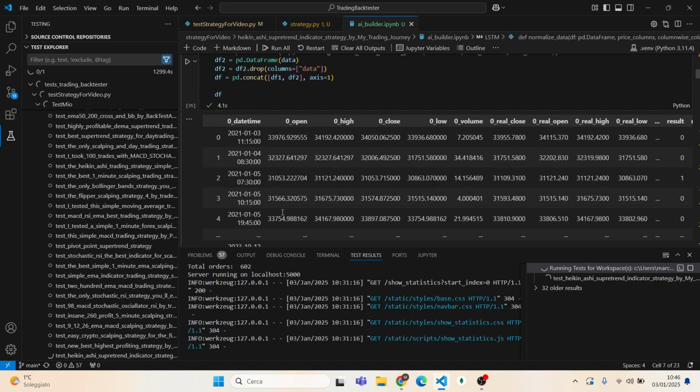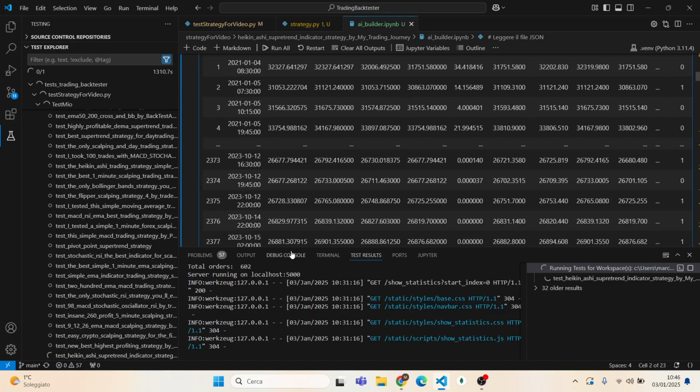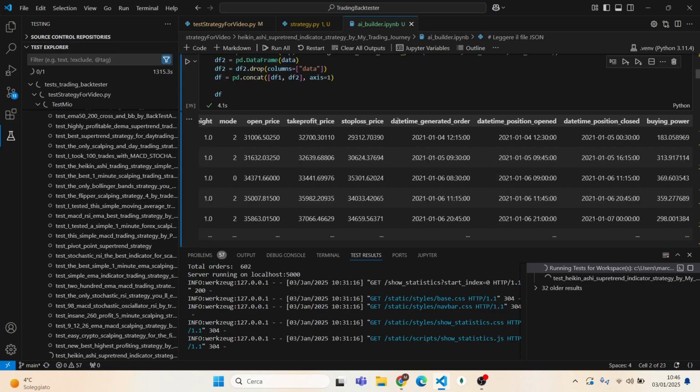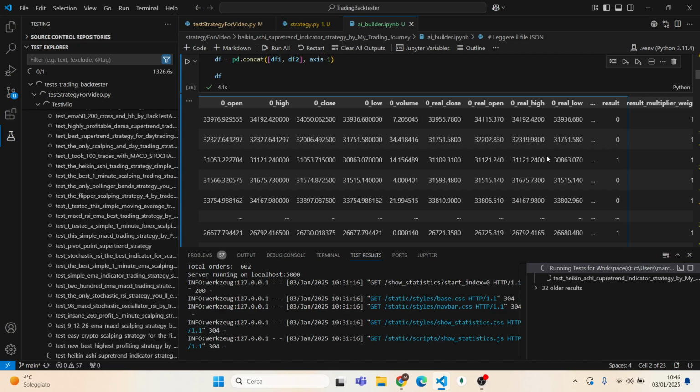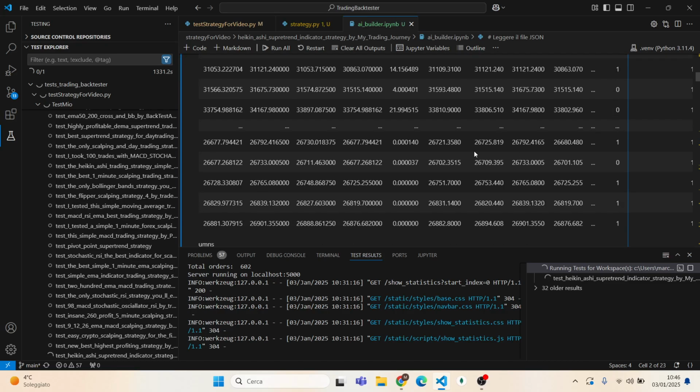Here is all the information: the open, the high, the close, the low, the real close, so on the OHLC chart, these are on the HEIKIN chart, the volume, and other information, for example, when the order was generated, when it was opened, when it was closed, buying power, open price, and also we have a weight here for each trade. Okay, here we have the results, 0 for success, 1 for fail.